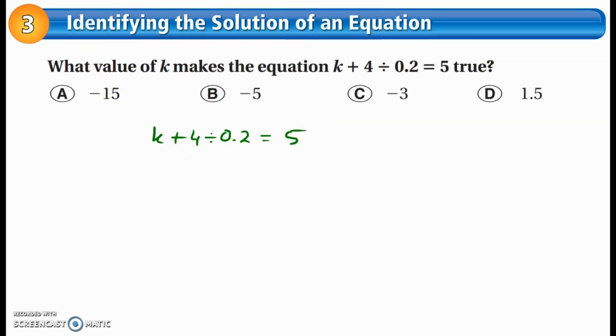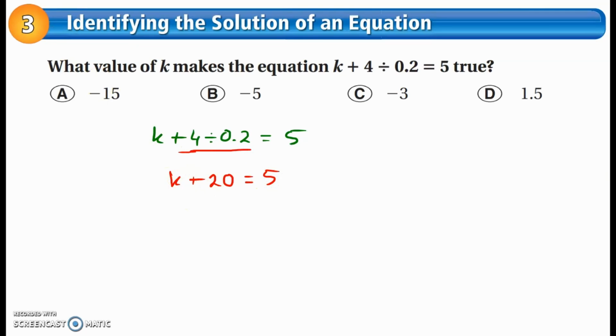First thing is we're going to simplify each side. Notice here we have like terms. The positive 4 and the 0.2, we can divide these. All right, so we're going to do 4 divided by 0.2. And that is 20.